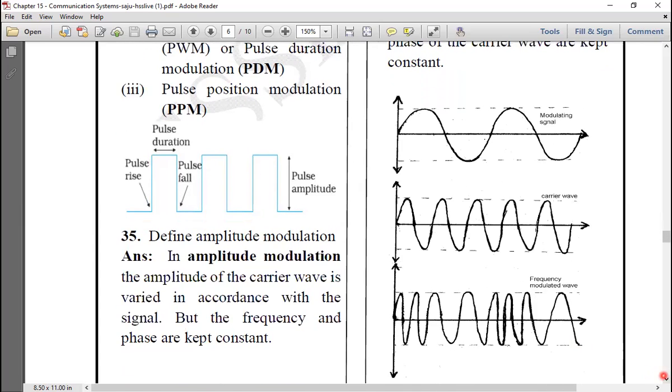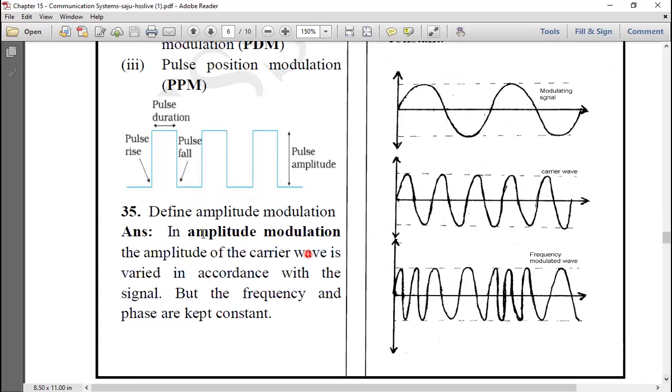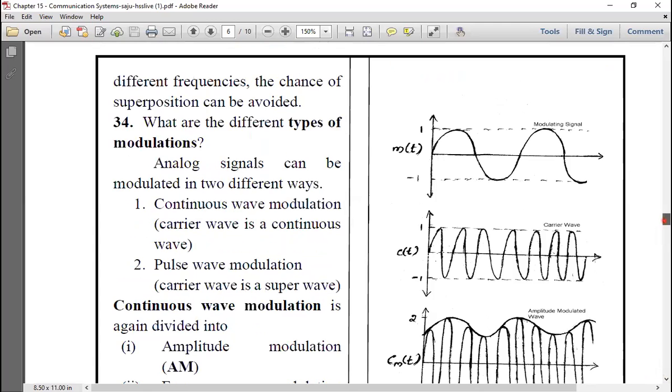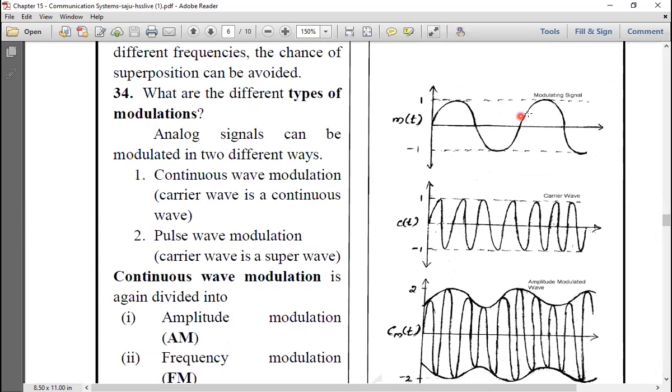Define amplitude modulation. In amplitude modulation, the amplitude of the carrier wave is varied in accordance with the signal. It means that in amplitude modulation, we are varying the amplitude. Next one, you can see here the modulating signal, carrier wave, and then the amplitude modulated signal. You see here this carrier wave, and this is the signal we are mixing with this, and this is your amplitude modulated wave.